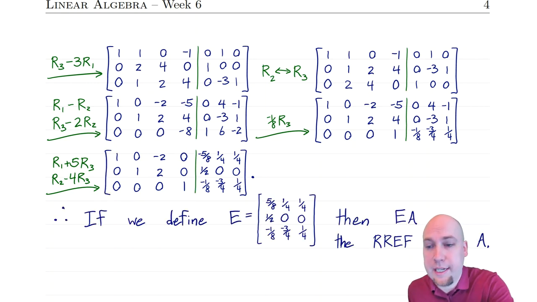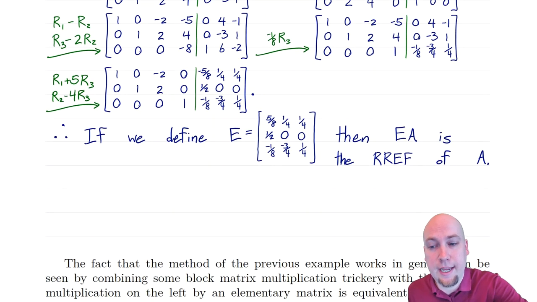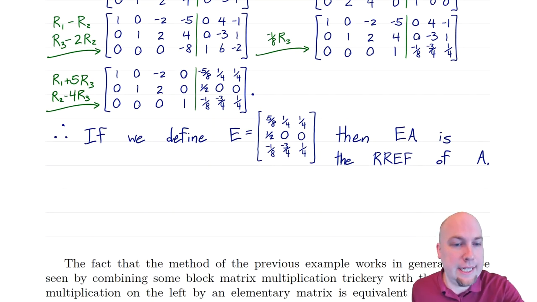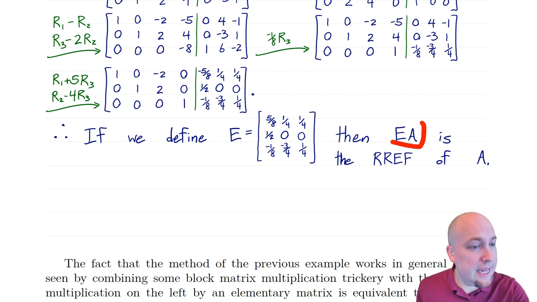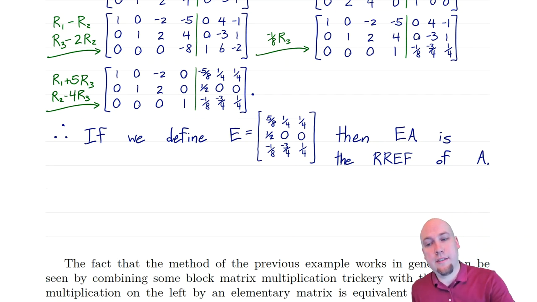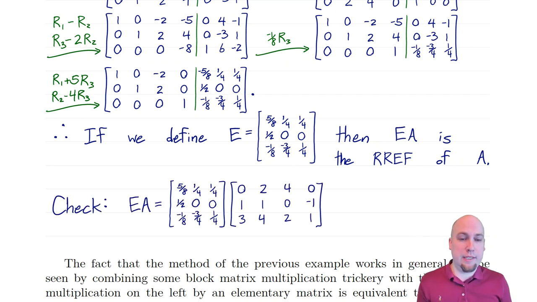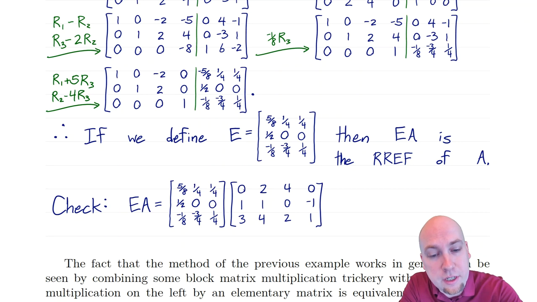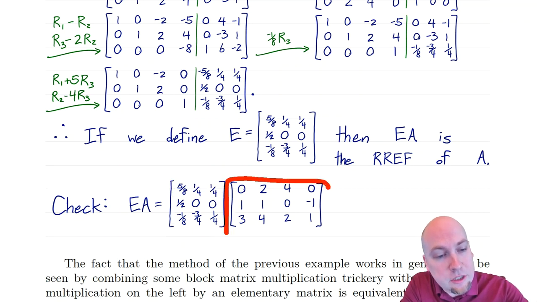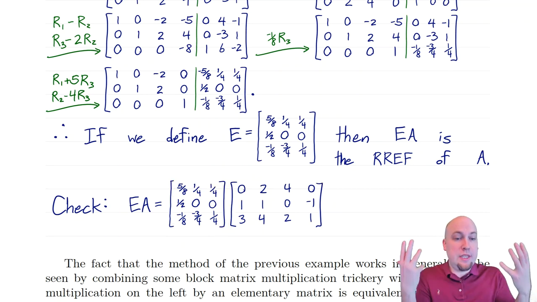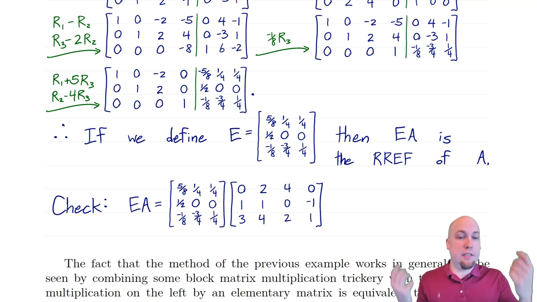So let's go through that calculation and double check it. Here's the claim: if I define E to be this matrix on the right, copy and pasted into its own matrix, then E times A is the reduced row echelon form of A. You can double check that really quickly on your own with matrix multiplication. Here's E, here's that matrix A that I started with, and if you do that matrix multiplication, you're going to get the reduced row echelon form.